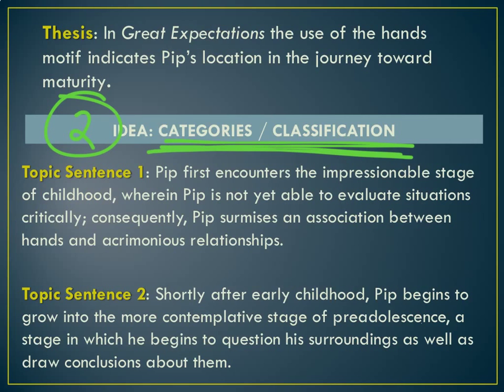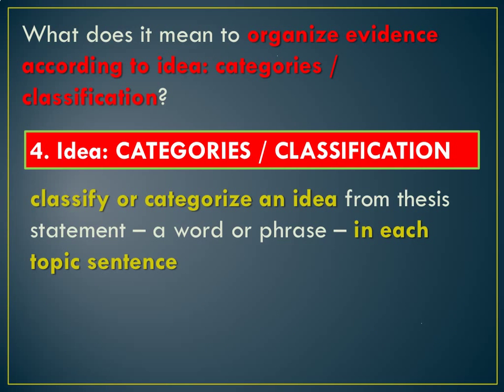A second way that you can organize your evidence according to idea is classification categories. So read these sentences carefully here, and I'll show you how the writer has classified or categorized an idea from the thesis statement. All it means to organize according to categories or classification is you're going to classify or categorize an idea from the thesis statement.